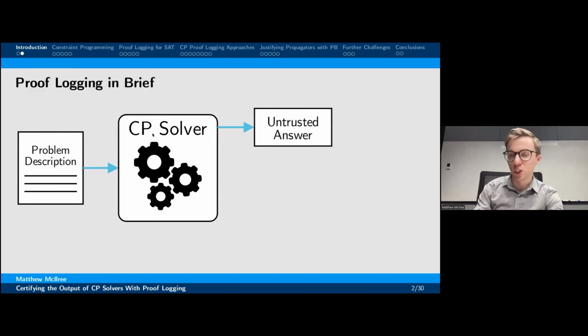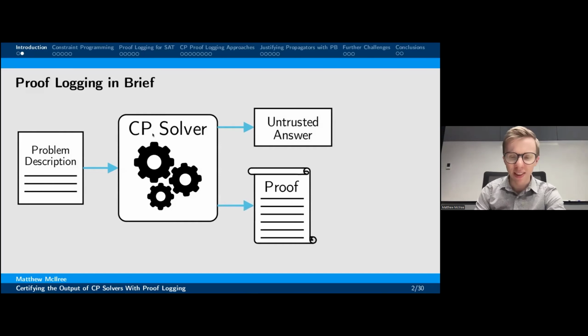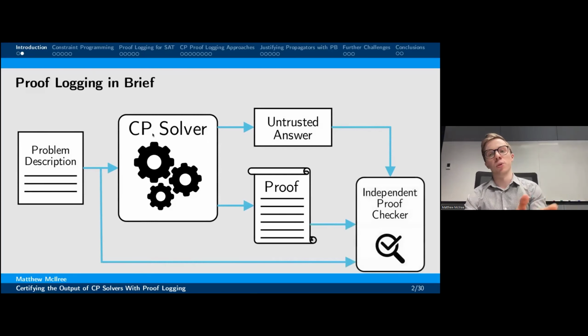So the grand solution of proof logging is that the solver should also produce a mathematical proof of correctness. And the philosophy here is that the proof should be produced line by line, effectively getting the solver to show its working. And at the end of the process, we feed the problem description, proof, and answer into an independent proof-checking tool that's ideally a much simpler piece of software that we can trust in itself.